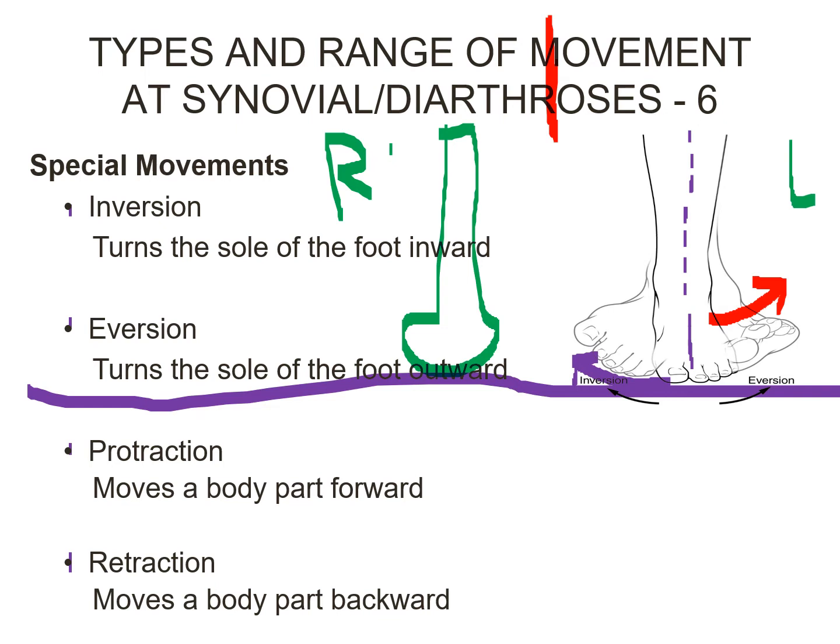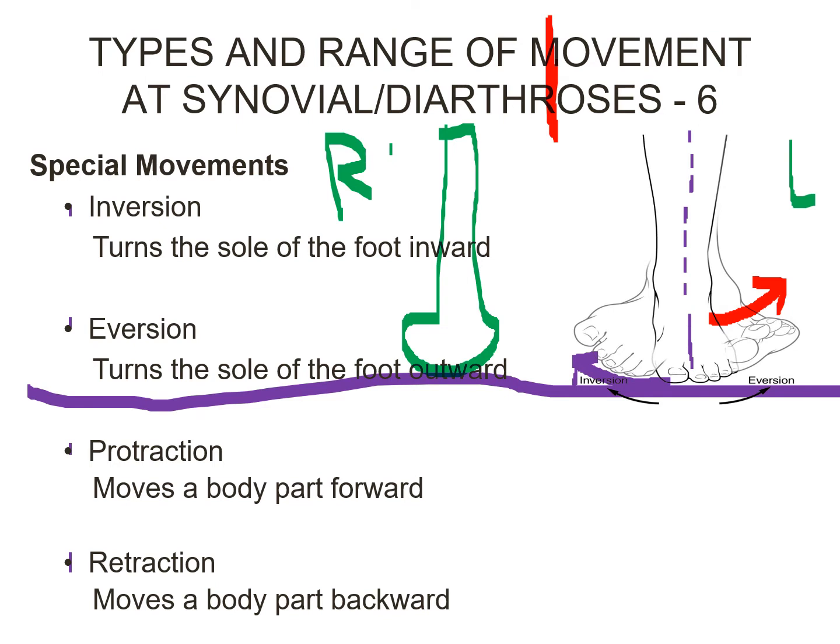So the ankle joint is very mobile. You can do that plantar dorsiflexion, but you can also move it medially and laterally just a tad. And those movements are called inversion if it's medial and eversion if it's lateral. And then we have protraction versus retraction. And these are very simple.